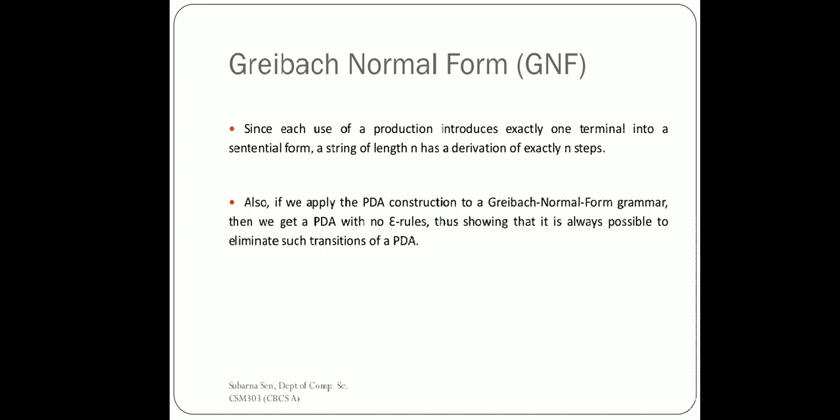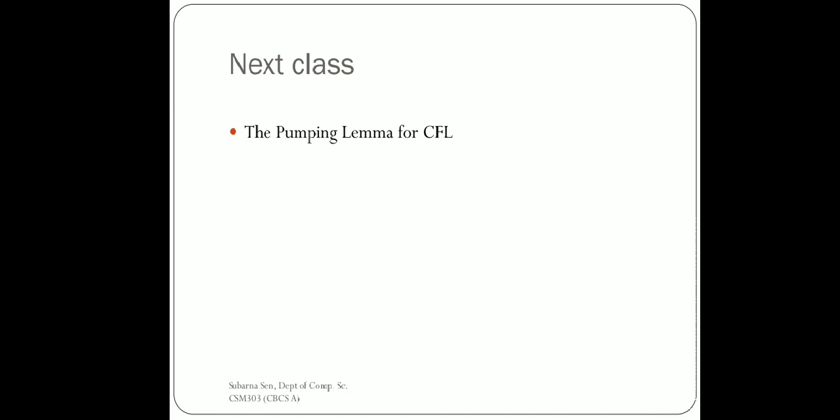Also, if we apply the PDA construction to a Greibach normal form grammar, then we get a PDA with no epsilon rules, obviously, because we have to begin with CNF, so it should not have any epsilon rules, thus showing that it is always possible to eliminate such transitions of a PDA, right? So this is another standard form, so we can guarantee that this PDA is without any epsilon transition. If you can construct any CNF or GNF, both can conclude that the PDA does not have any epsilon transition.